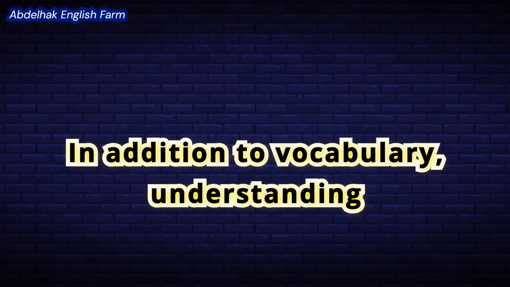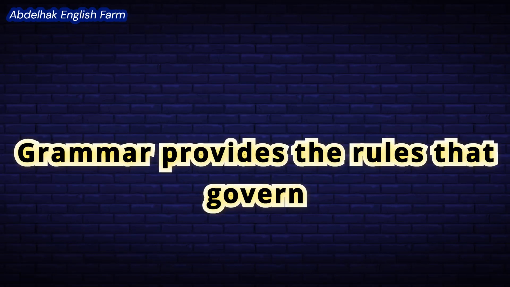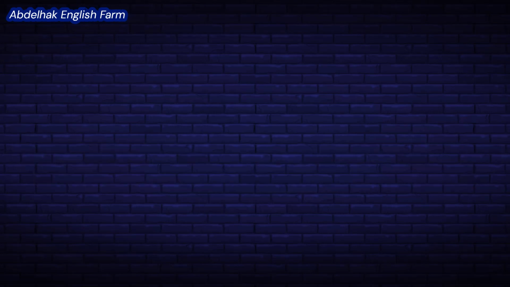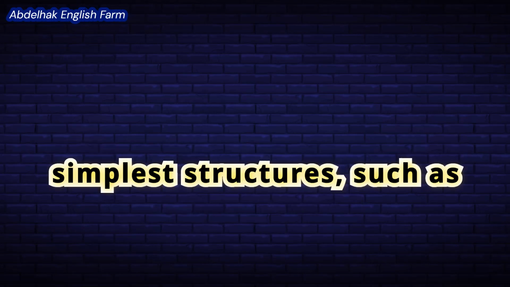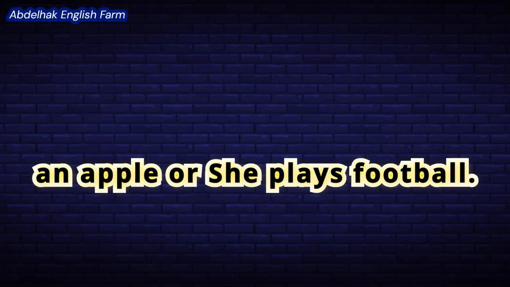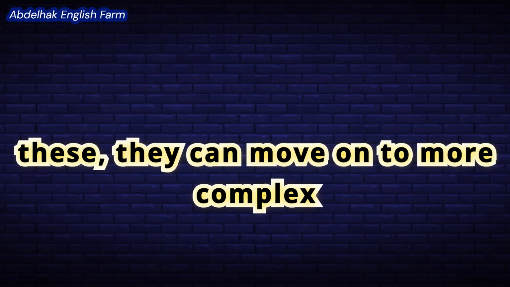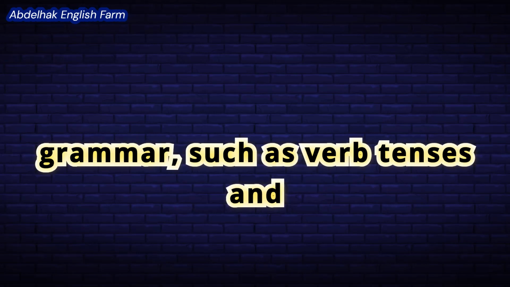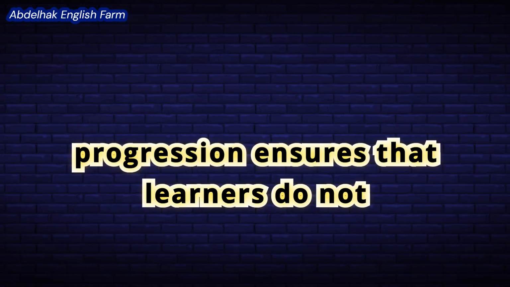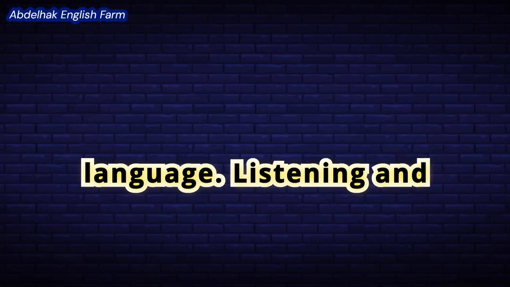In addition to vocabulary, understanding the structure of a language is crucial. Grammar provides the rules that govern how words are used together. Non-native speakers should start with the simplest structures, such as subject-verb-object sentences like "I eat an apple" or "She plays football." As they become more comfortable with these, they can move on to more complex grammar, such as verb tenses and conditionals. This gradual progression ensures that learners do not feel overwhelmed by the intricacies of a language.